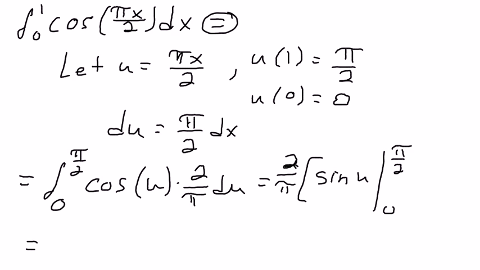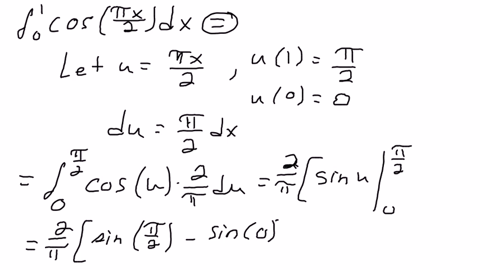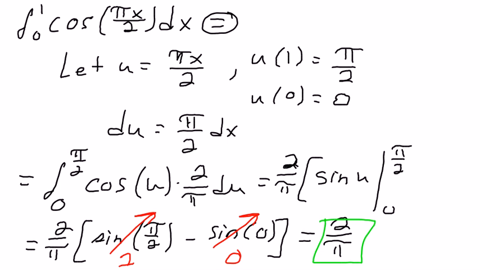We know that we always evaluate at the upper limit first. So, taking our constant in front, we're going to have sine of pi over 2 minus sine of 0. We know that sine of pi over 2 equals 1, and sine of 0 equals 0. Therefore, 2 over pi is the answer.